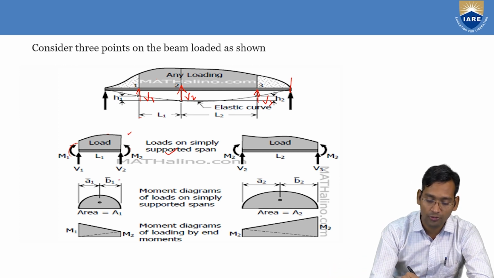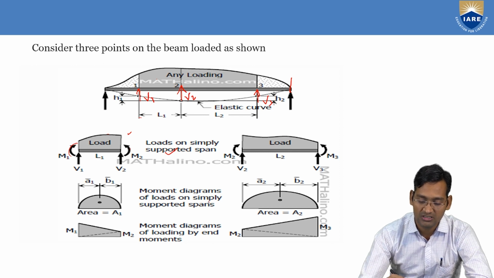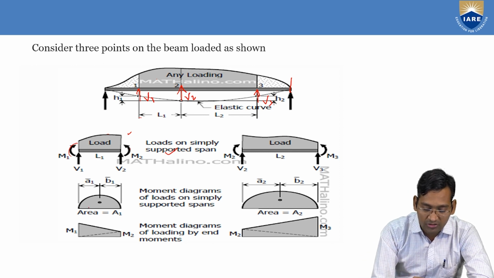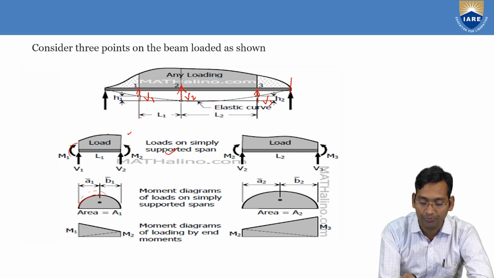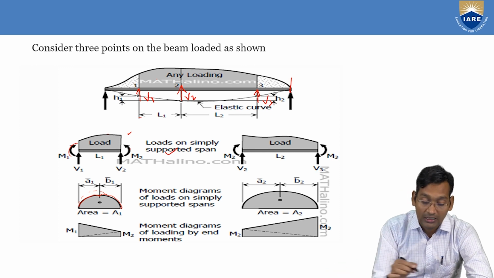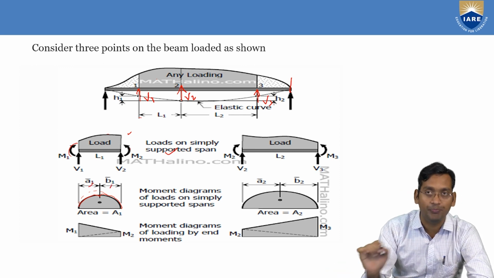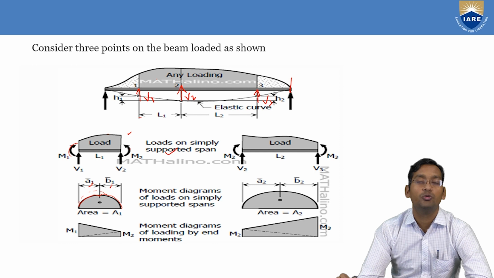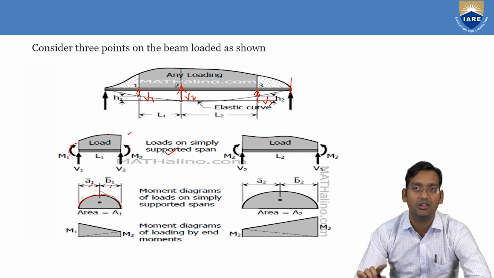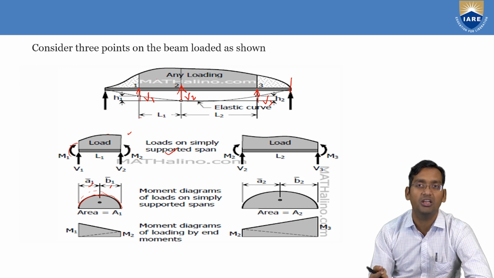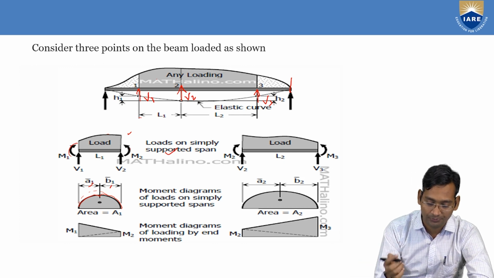Now what we have to do is the moment diagram. So, moment diagram of load on simply supported span. Just see here, this will be the area over this one. From here to here that will be A1, and from here to here that is B1. This A1 and B1 is only required to substitute the values. Overall it's simply supported, whether a UDL is there, a UVL is there, or a point load is there.